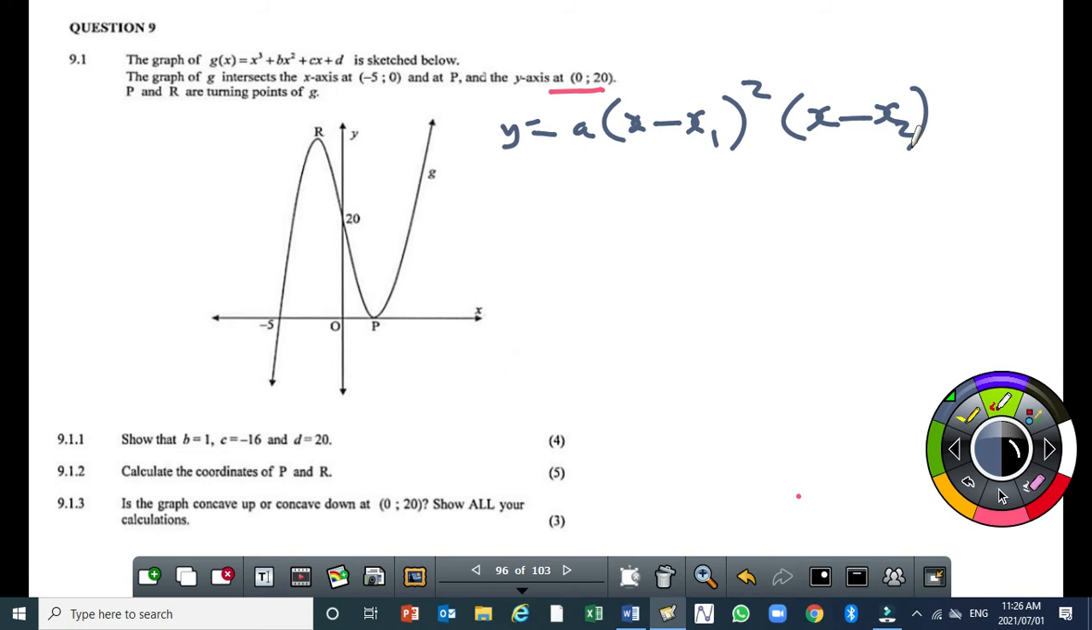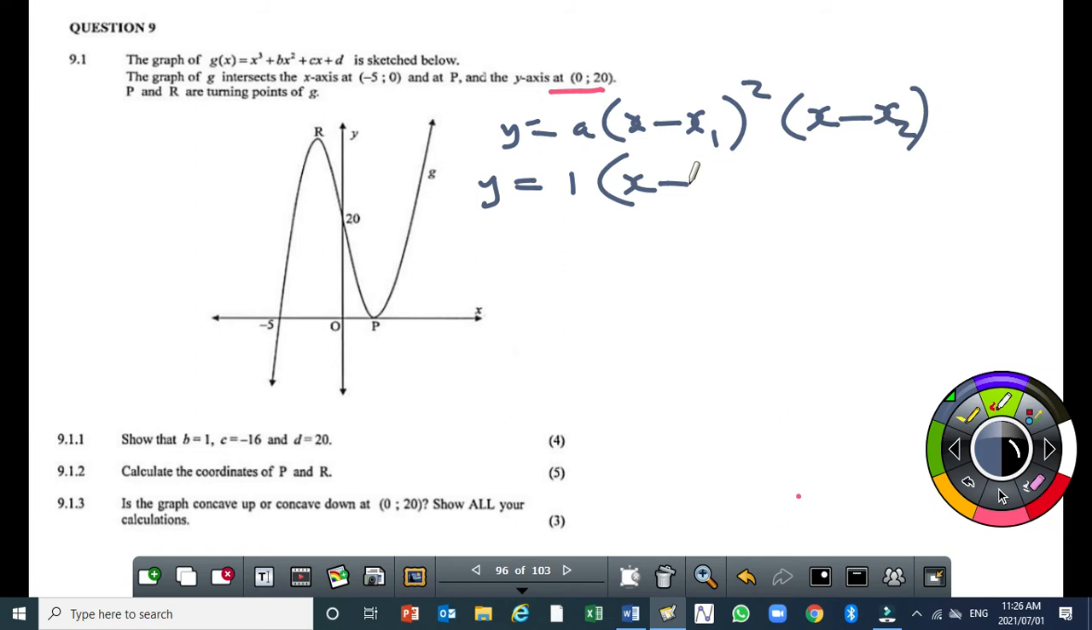This a here is the coefficient of x cubed. So that will be y equal to 1 times x minus. Now, I want you to be aware that we are only given the first value here, that is minus 5. This minus 5 here is going to be my x2, but this x1 here, we don't know it. It's an unknown.